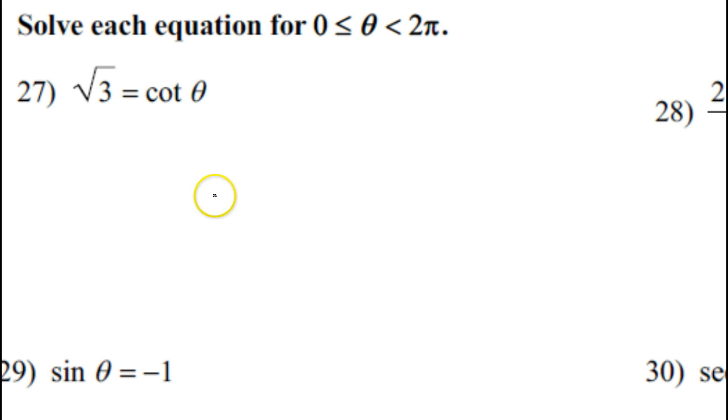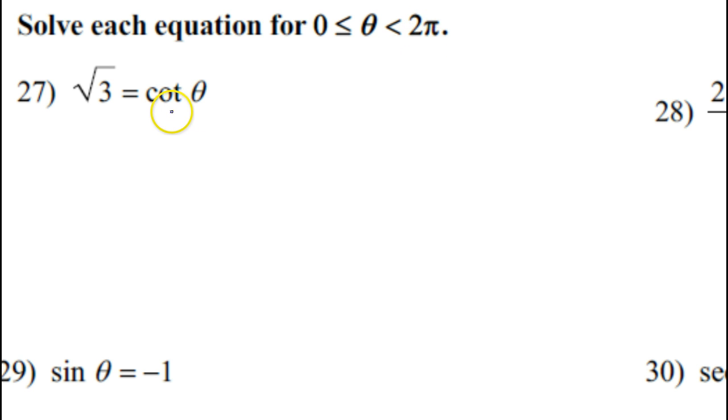Alright, in this video, I'm going to show you how to use your knowledge of trig functions to work backwards and find the missing angle that would give you this answer. Now we're only talking about angles between 0 and 2 pi.